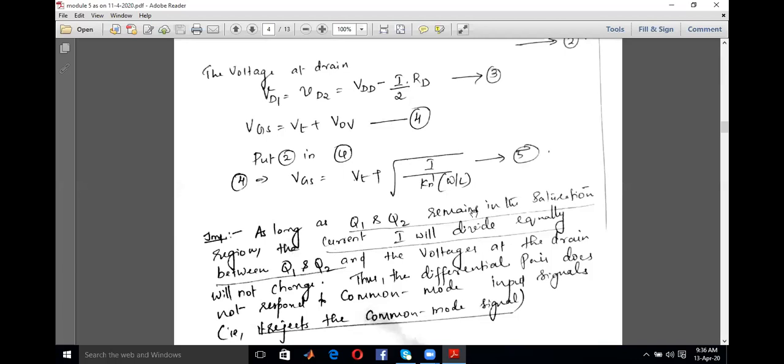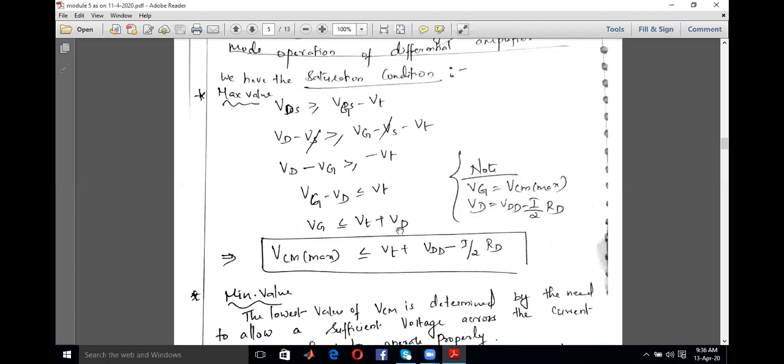So VCM max is less than or equal to VT plus the drain voltage we have already derived, which is VDD minus ID RD. ID is nothing but I by 2, because in the common mode range ID is I by 2 only. So VCM max is less than or equal to VT plus VDD minus I by 2 RD. So this is the maximum voltage which you can use to maintain the common mode range.